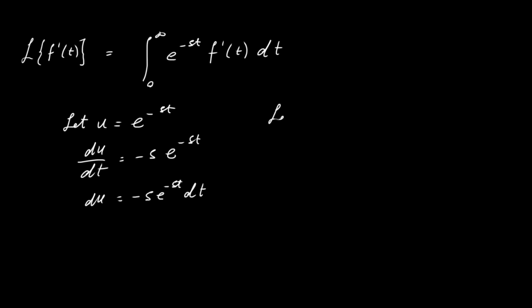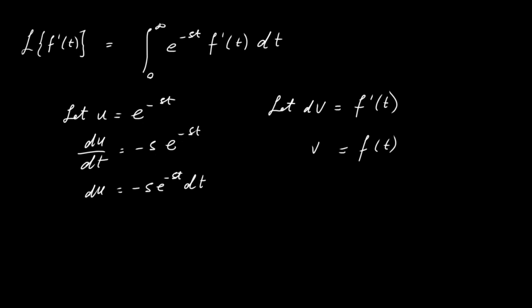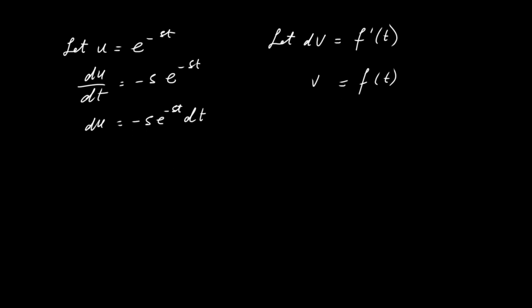So we're also going to let dv equal our function here, f prime of t. So integrate both sides. If you integrate dv, you'll get v. Integrate this function here, you'll just get your original function, f of t. So let's apply these to the integration by parts equation.